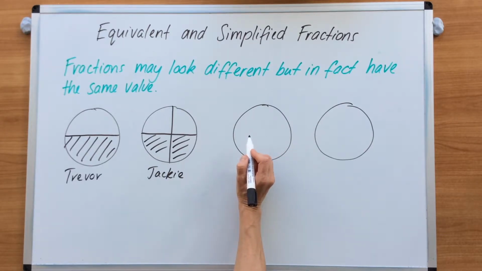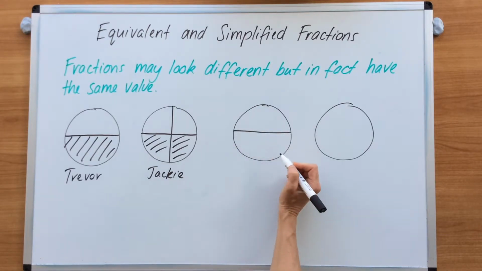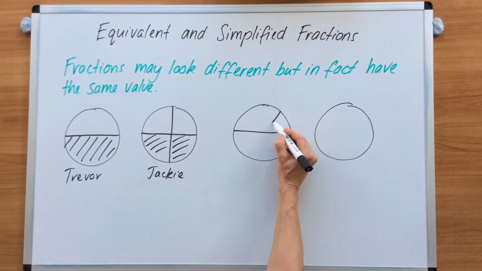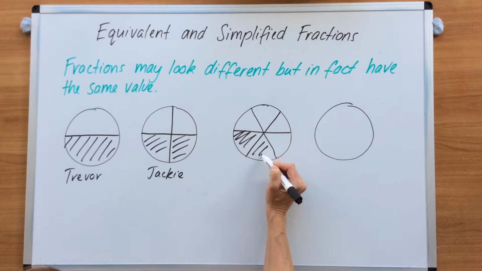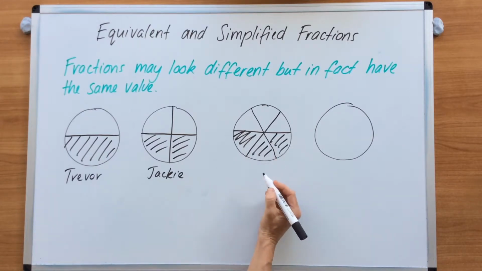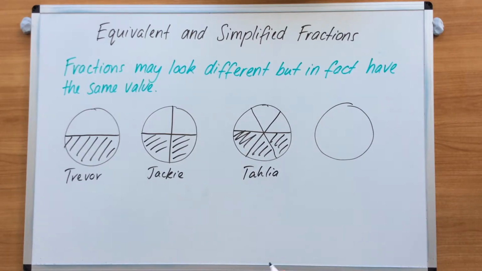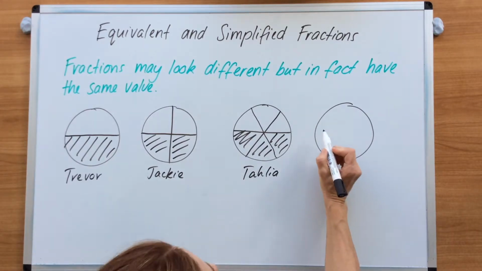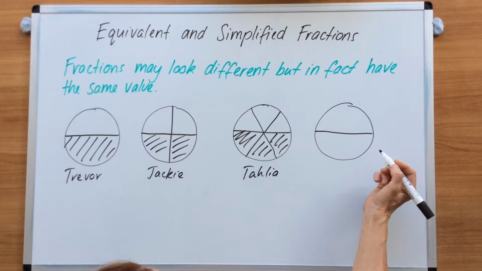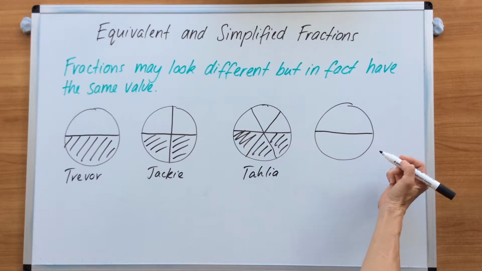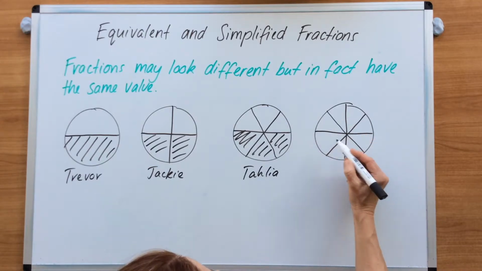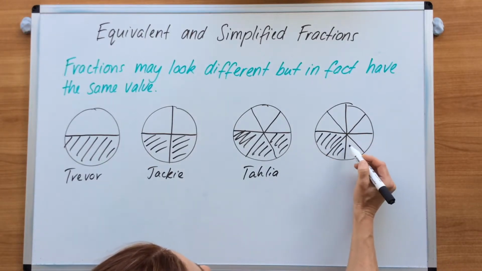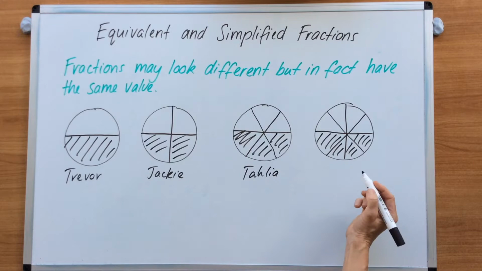Talia's going to cut hers into more pieces. She's going to cut it into 6 pieces, and she's going to eat 3. Okay, so that's Talia. And then Jared, well, Jared likes to cut his properly like most pizza shops do. He's going to cut his into 8 pieces, and then he's going to eat 4 pieces. Okay, and that's Jared.